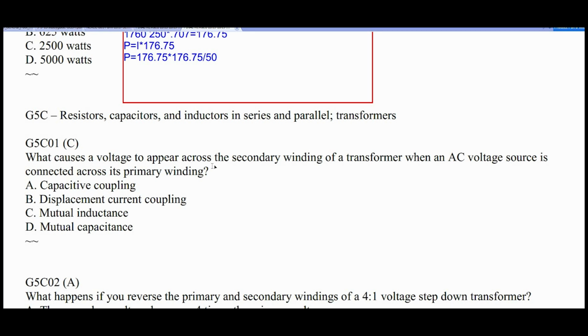G5C01. What causes a voltage to appear across the secondary winding of a transformer when an AC voltage source is connected to its primary? Okay, we're talking about coils of wire adjacent to each other, so it's mutual inductance.